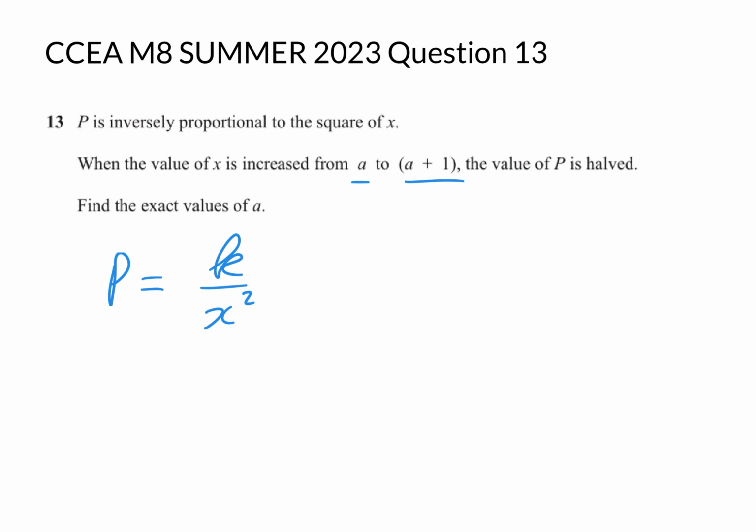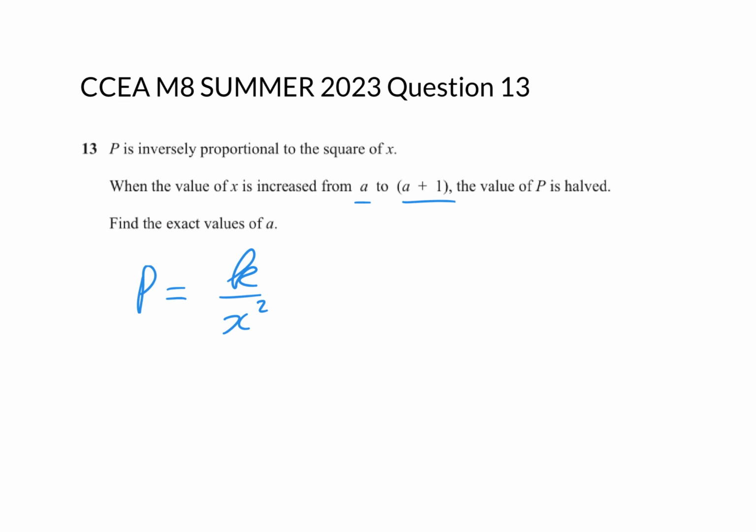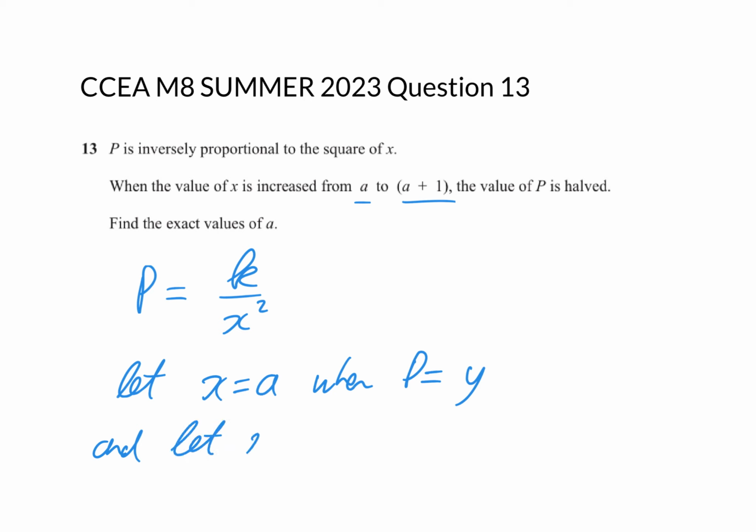There's lots of ways of doing this, but one way of doing it is to say let x equal a when P is equal to y, and let x equal a plus 1 when P is equal to... once x increases from a to a plus 1, the value of P is halved, so that's going to be a half y.